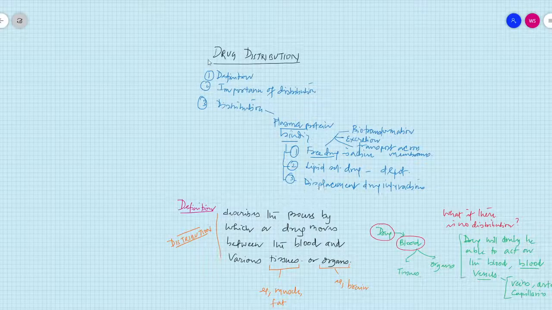Okay, so this is where we are at right now. We've talked about the definition, we've talked about the importance of distribution, and in distribution we have talked about the most important concept of plasma protein binding and the consequences of plasma protein binding.